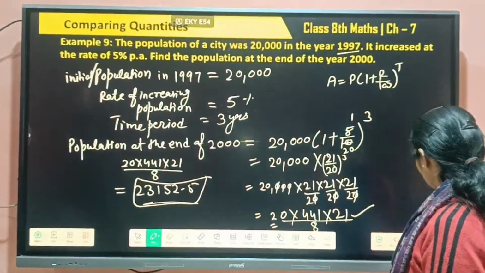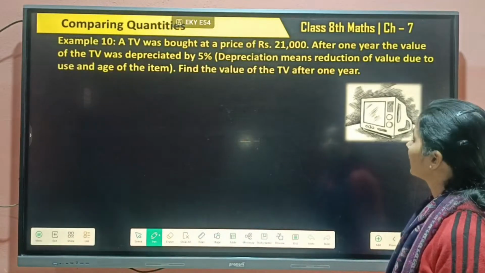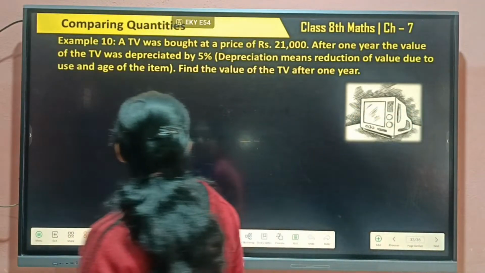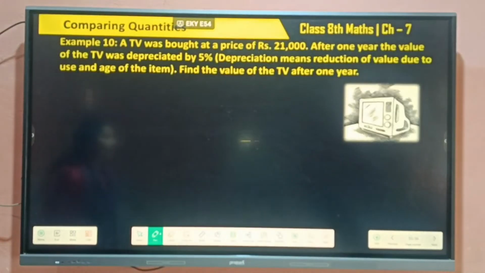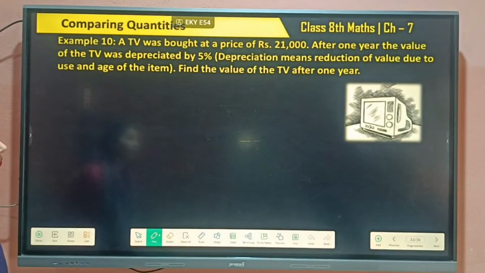Next is example number 10. A TV was bought at a price of rupees 21,000. After 1 year, the value of the TV was depreciated. Depreciated means it is decreasing by 5%. Depreciation means reduction of the value due to use and age of the item. Find the value of the TV after 1 year.